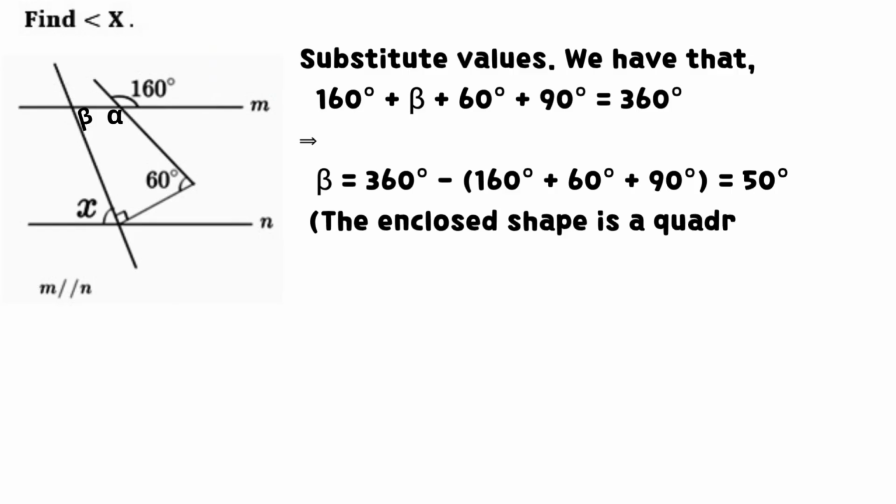This implies that beta equals 360 degrees minus, in bracket, the sum of 160 degrees and 60 degrees plus 90 degrees, close bracket, the result equals 50 degrees. This is because the enclosed shape is a quadrilateral. Since beta equals x, therefore, x equals 50 degrees.